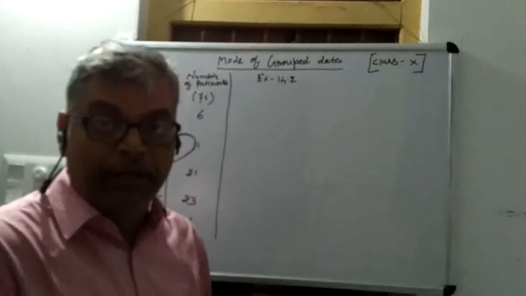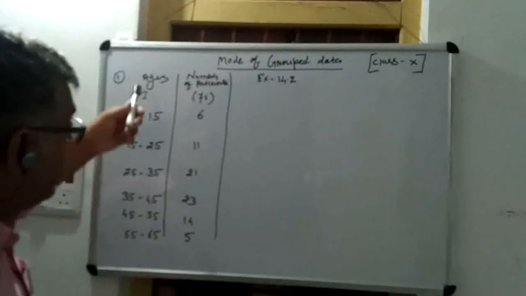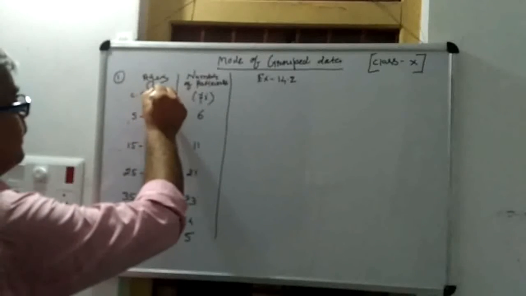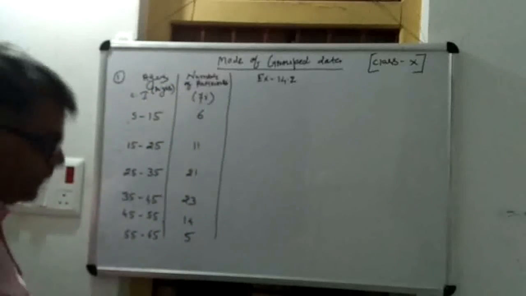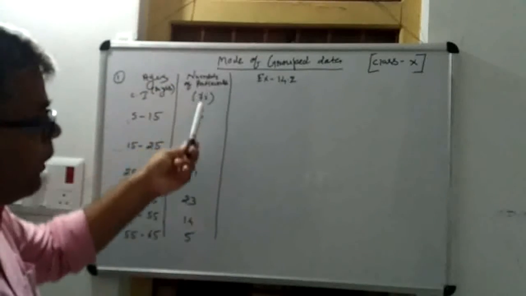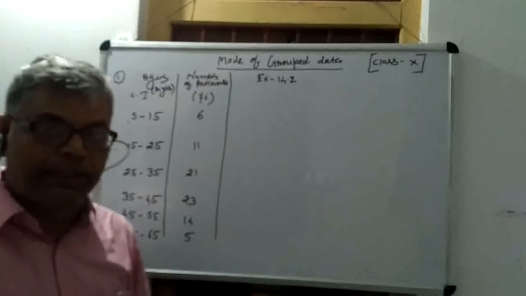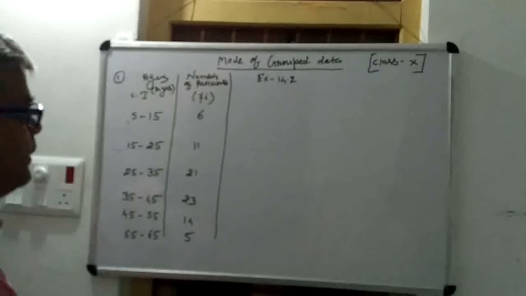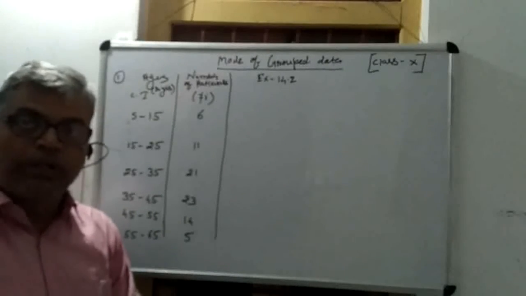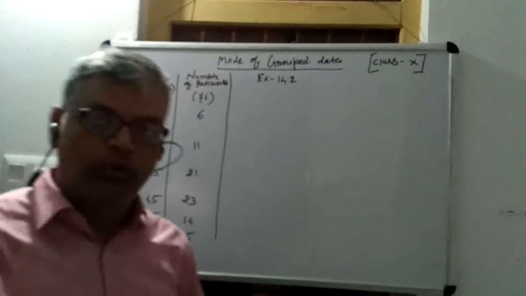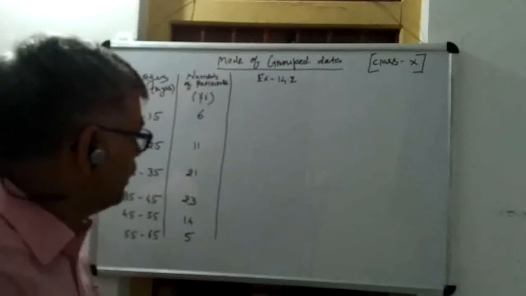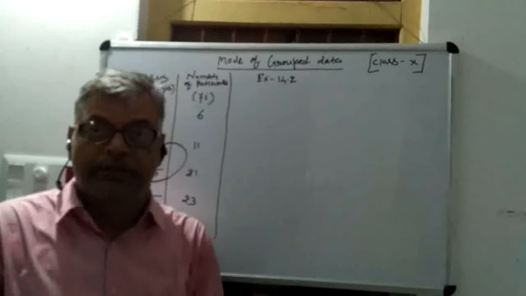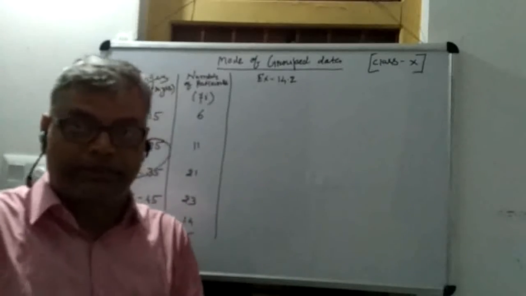So this is your table or data. The ages are given in years, and the number of patients, which is the frequency represented by Fi, are given. So first I am going to calculate the mode. First of all, we have to identify the modal class. Which class will be the modal class?